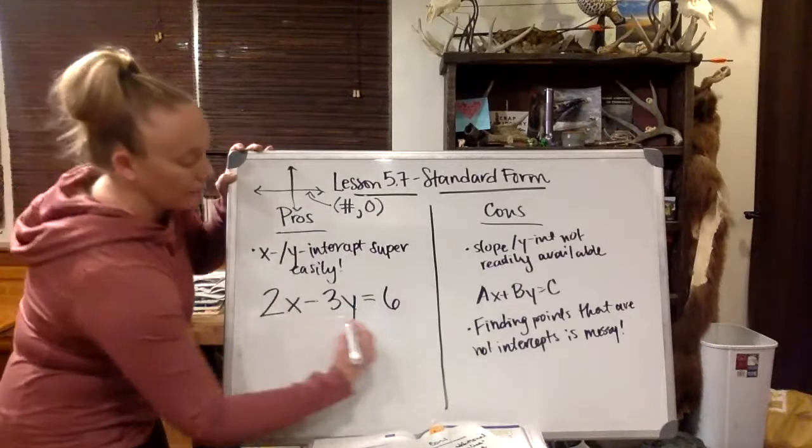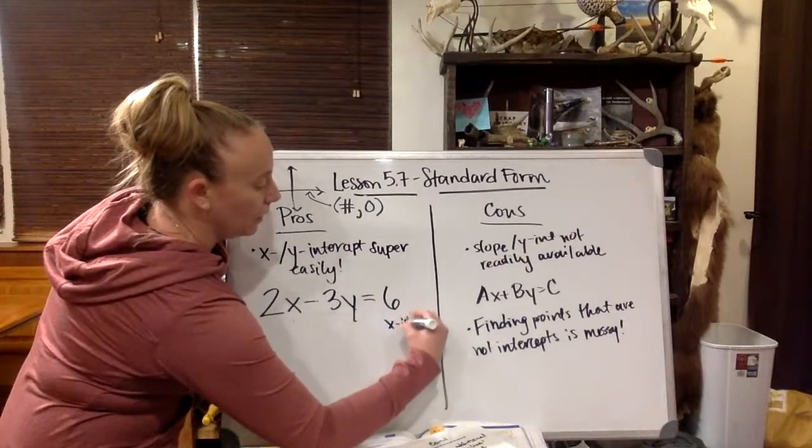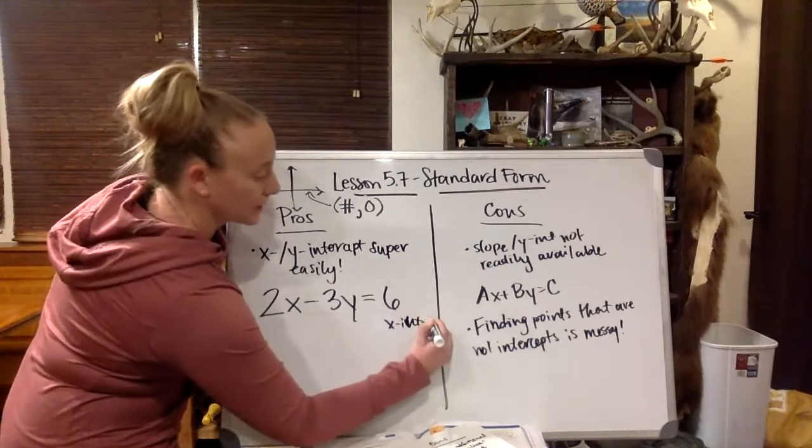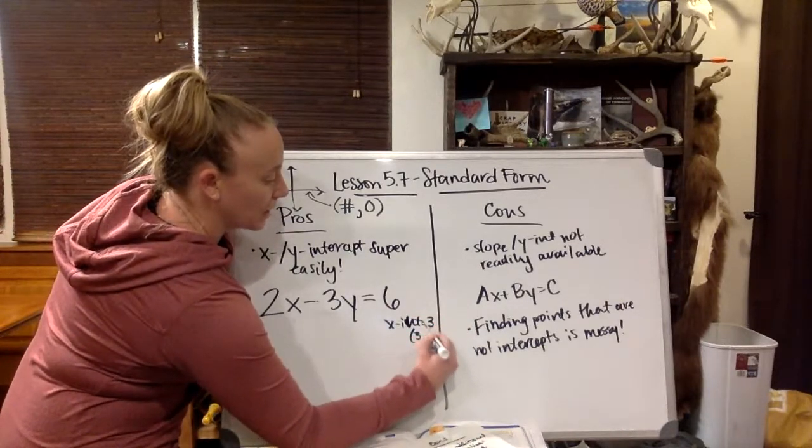So I can easily find that my x-intercept is 6. Or is 3. Whoa, goodness sakes, is 3. So I have 3, 0.